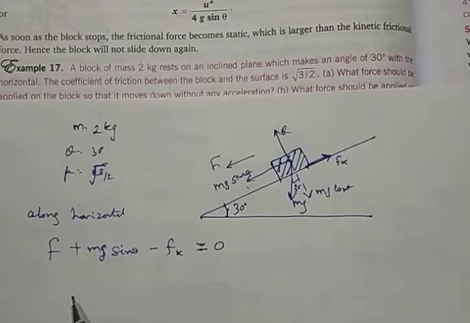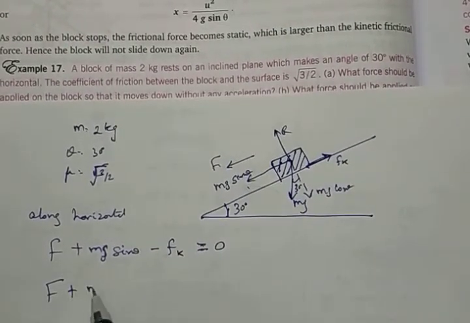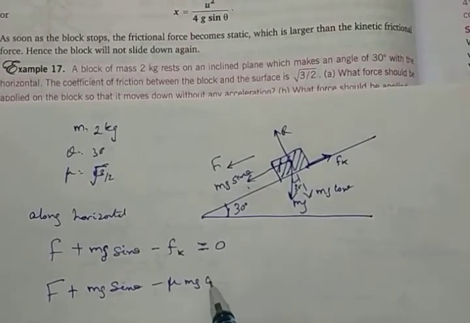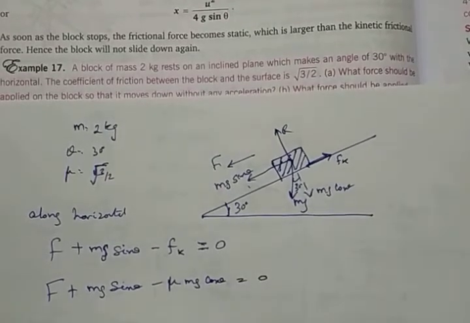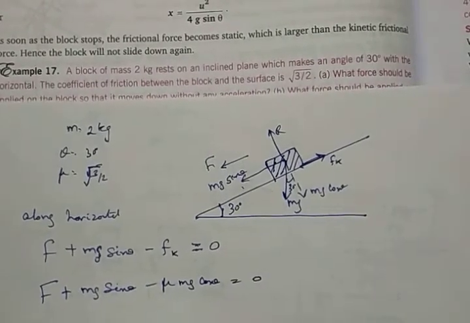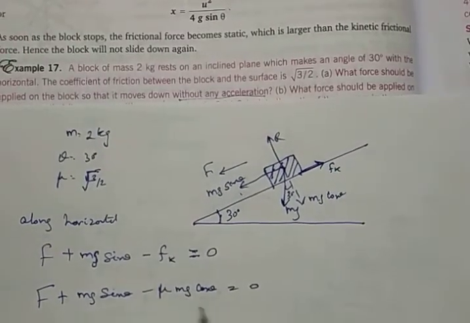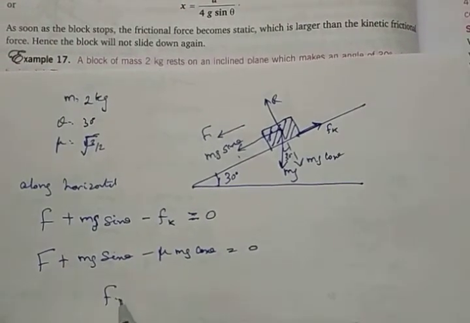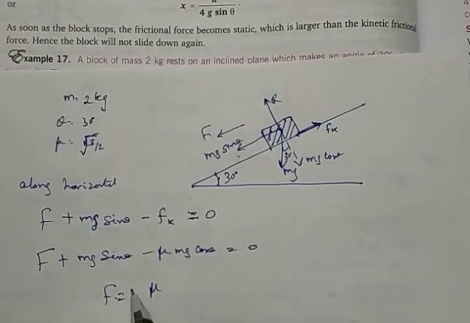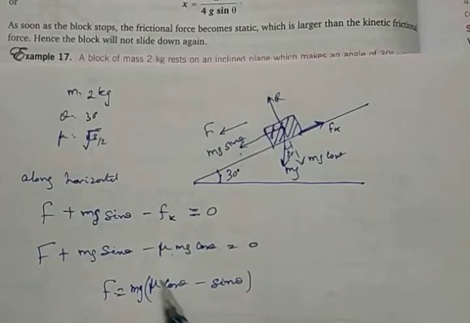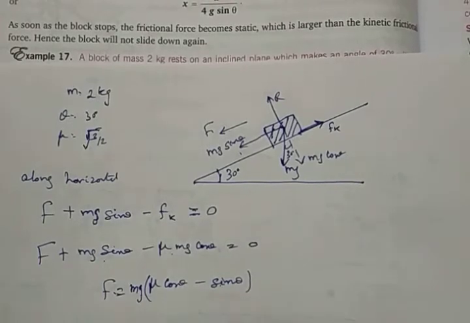Alright, so put the values here. F plus mg sin theta minus mu mg cos theta is equal to 0. Now all the other values are given here. You need to just substitute and get the answer. What force is asked? Force you need to take to one side and the rest to the other side. So take mg common outside: mu cos theta minus sin theta. The terms move to the other side with the sign changed, and mg has been taken common outside.